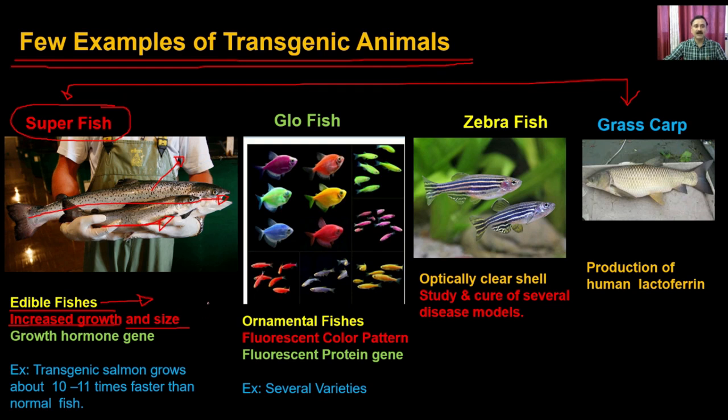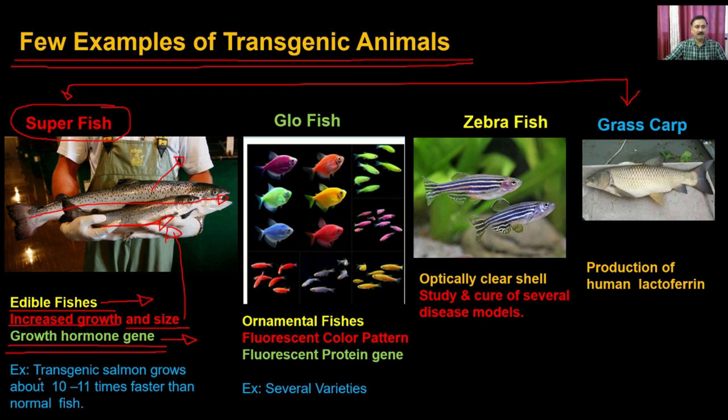How can you do that? You can do that simply by introducing the growth hormone gene. If you introduce the growth hormone gene from the human or other organisms into a normal fish, these growth hormones are going to cause the upregulation of the genes which are responsible for the growth and the size of this particular fish, and that's how you are going to get the superfish.